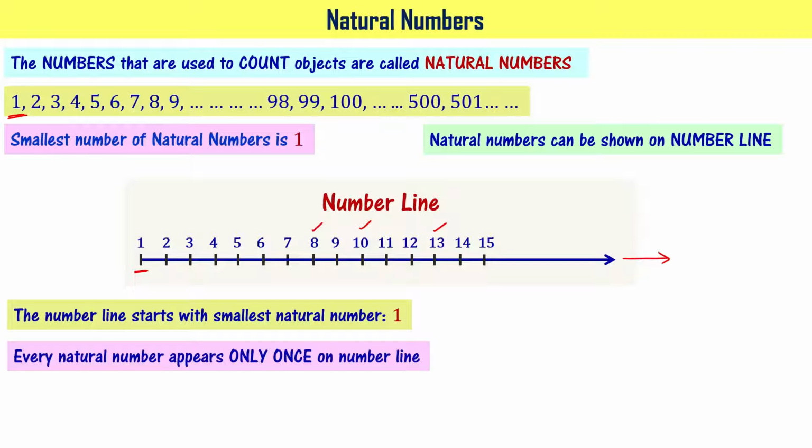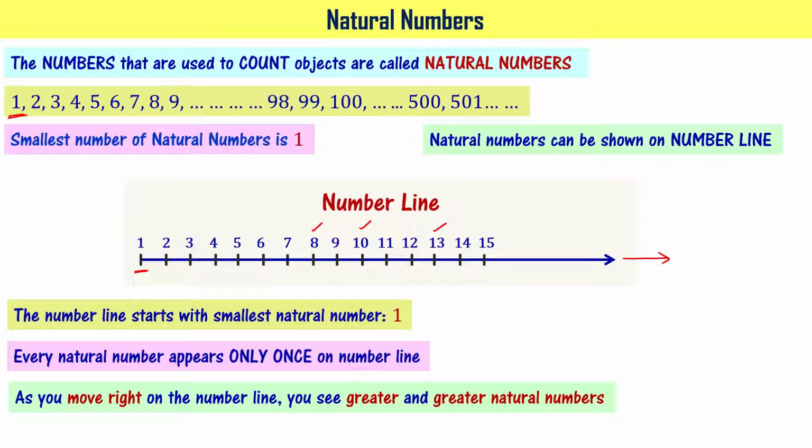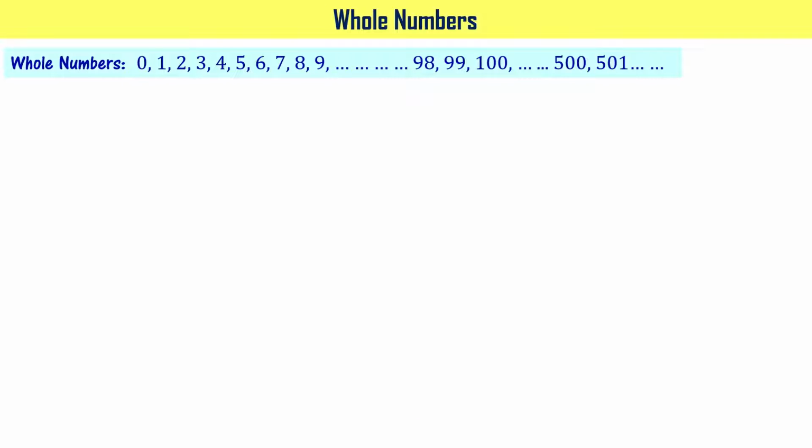And another point you have to make note of here is as you move right on the number line, you see greater and greater natural numbers. For example, you are on number 10. If you go on to the right, you are seeing 11, 12, and so on. Those are bigger than 10. If you go on to the left, what you see is 9, 8, and so on, which are smaller than 10, right?